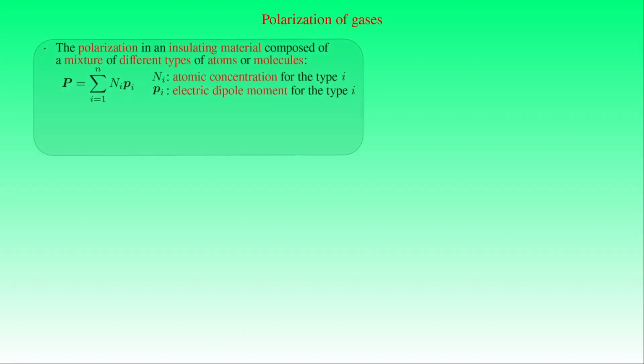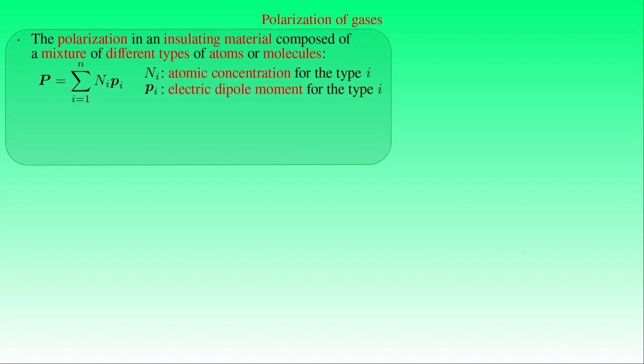Then the polarization P in an insulating material composed of a mixture of different types of atoms or molecules is equal to the sum of the atomic or molecular concentration Ni of the atoms or the molecules of the type i, times the electric dipole moment Pi of the atoms or molecules of the type i, where the index i runs through all the n different types of atoms or molecules in the material.